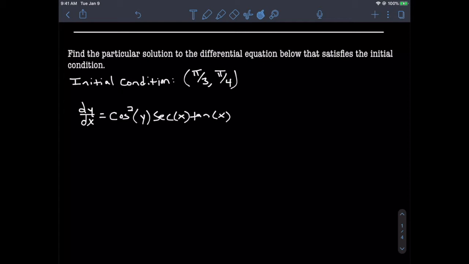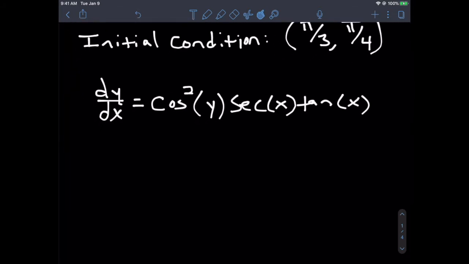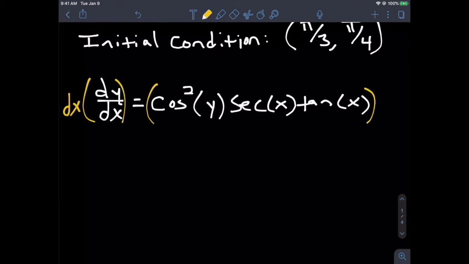And now why don't we just go ahead and follow the steps and get ourselves a particular solution. Our first order of business will be to isolate the y's. We'll do this by multiplying both sides by dx to move the dx over, and then dividing both sides by cosine squared of y to get rid of that cosine term.